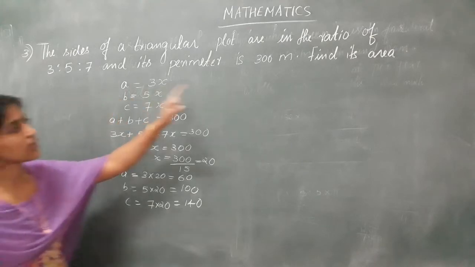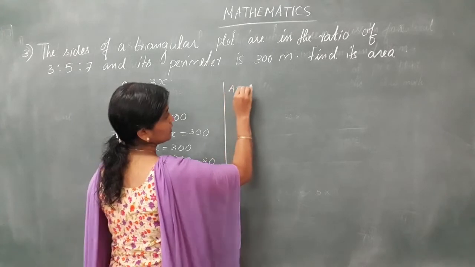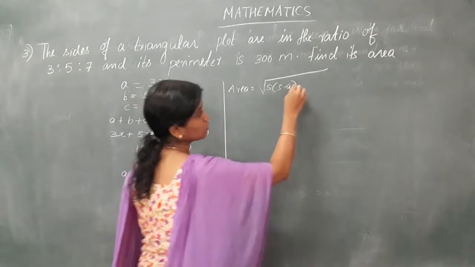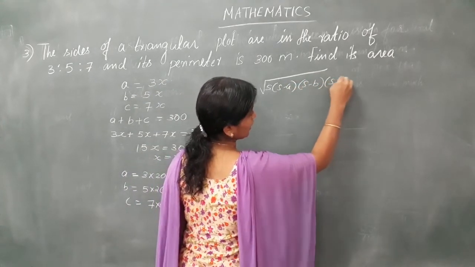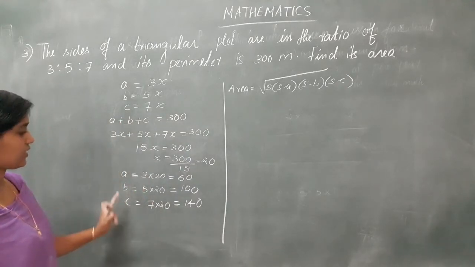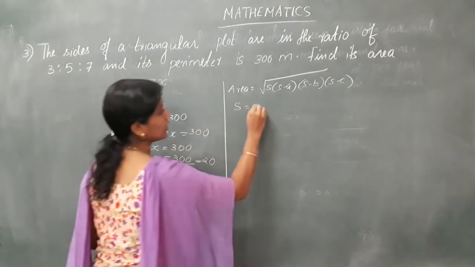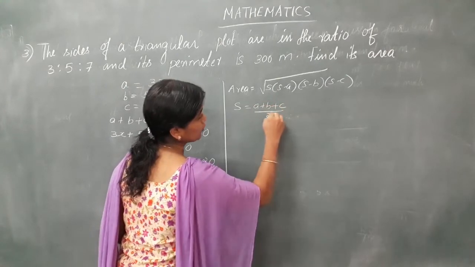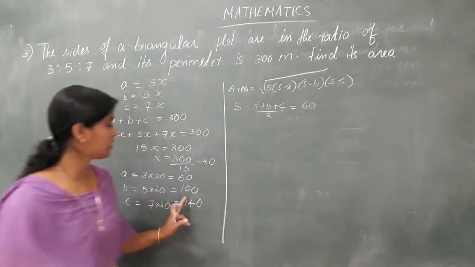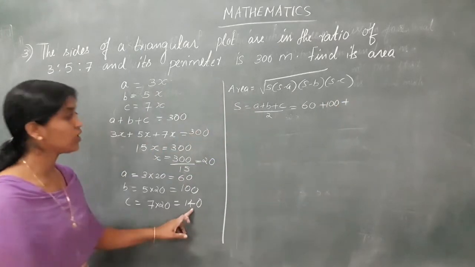Now we are asked to find its area. So for finding area, what is the formula? Area is equal to root of S into S minus A into S minus B into S minus C. Clear? We have to get S. What is S? S is equal to A plus B plus C divided by 2. What is A here? A we got as 60 plus 100. B is 100 plus, it is 140.